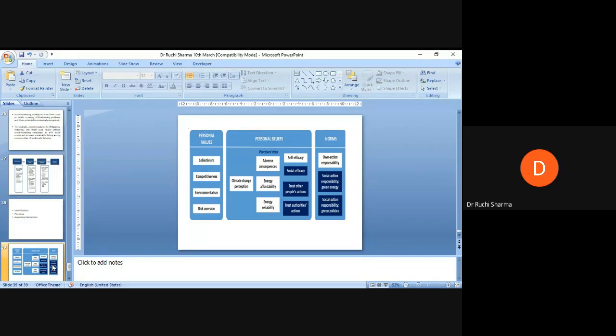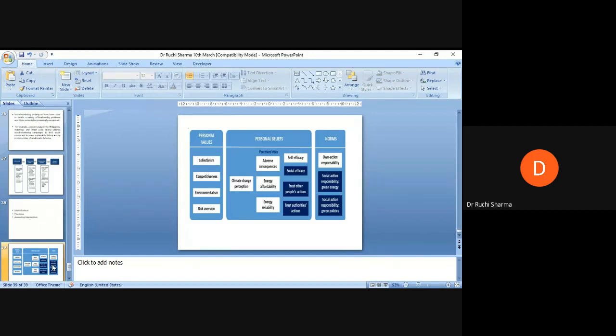This is the last slide, and here you can see in short, if we are talking about a person, there are certain personal values which lead to collectivism, competitiveness, environmentalism, risk aversion, and the personal beliefs which we have: climate change perception, adverse consequences, energy affordability, energy reliability, self-efficacy, social efficacy, trust in other people's action, and trust in authorities' action.